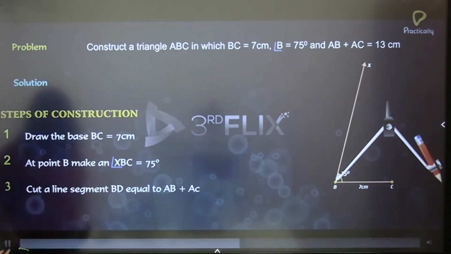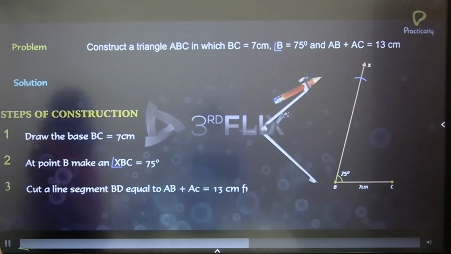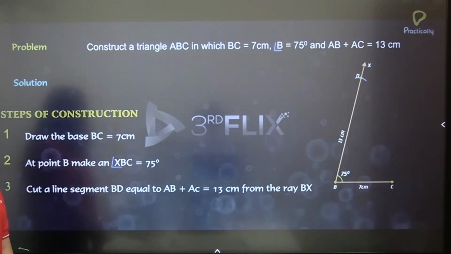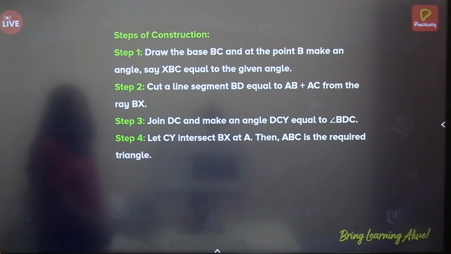Okay. So this is BD. What is BD length? 13 centimeters. All right.